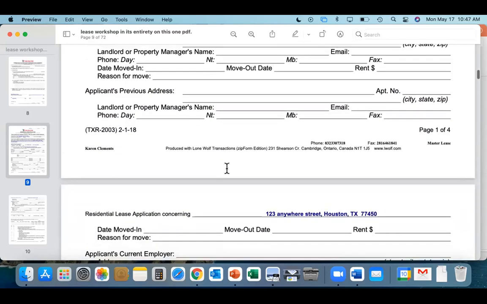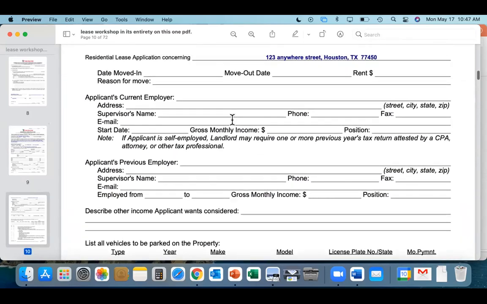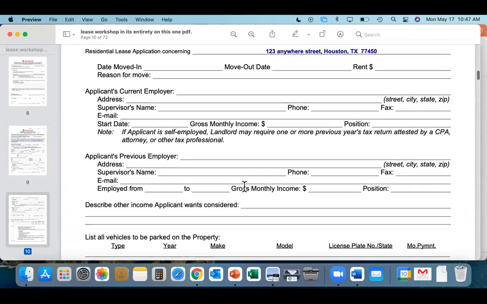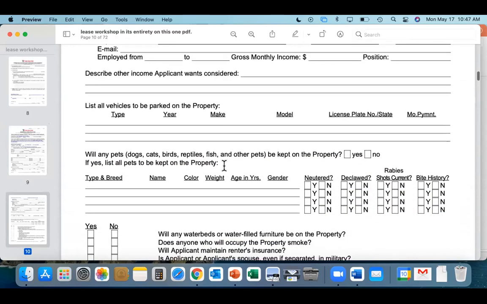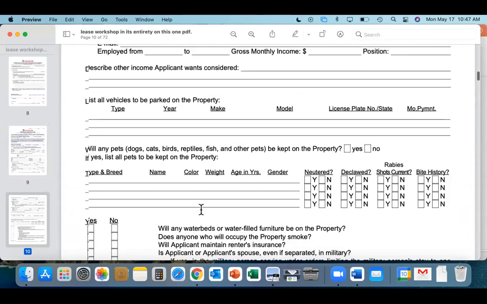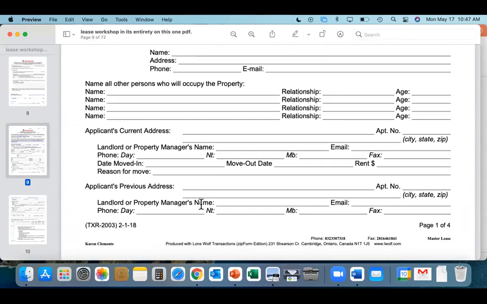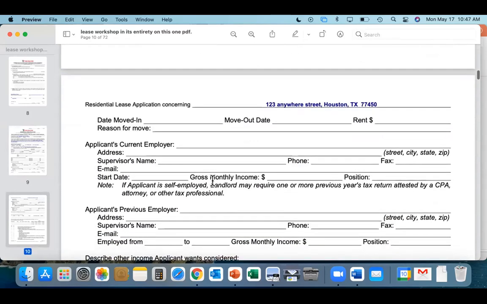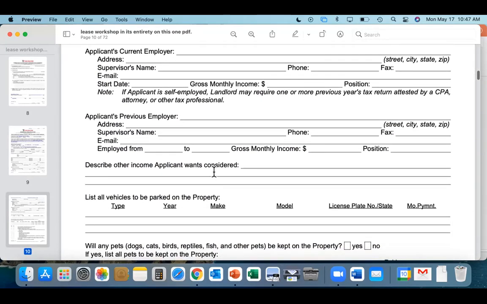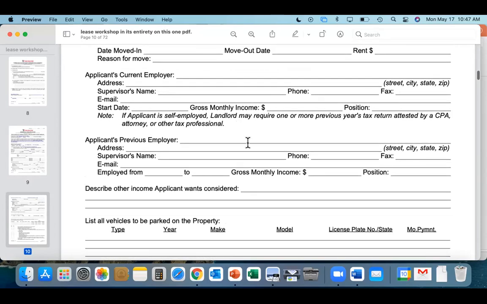So like we have a son, he's 19 years old. You could put all his information on there, or he could be just listed as an occupant here. Let me just see, there's a section here. They like an application for everybody over 18, but employer and all that information, you could just leave blank or N/A.